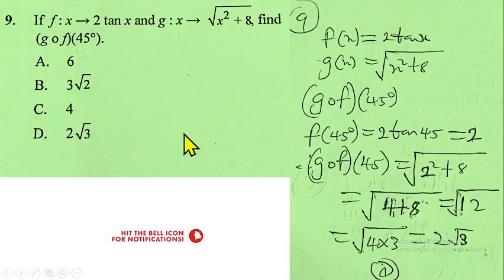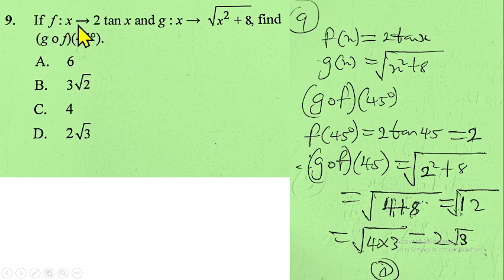Question number 9 is from mapping and function. If f of x is equal to 2 times x, and g of x is equal to square root of x squared plus x, find g of f of 45 degrees.